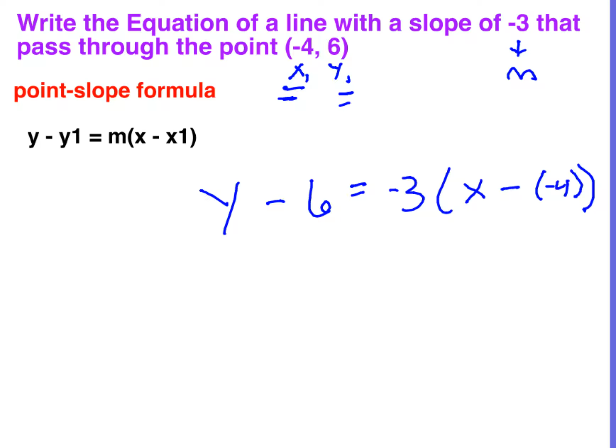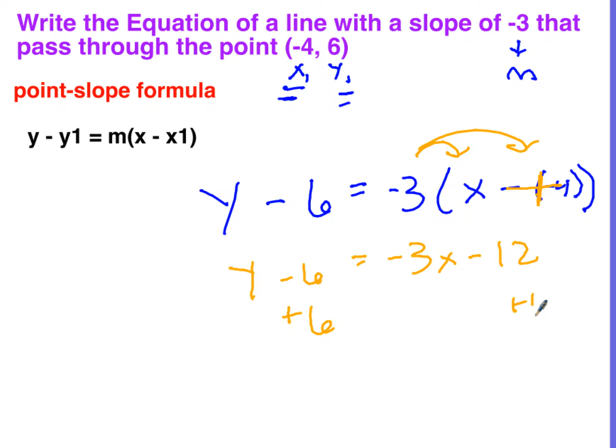In order to convert to slope-intercept form, I would first do my distributive property. I would also change this into a positive because I've got a double negative here. So I still have y minus 6 on the left. -3 times x is -3x. -3 times +4 is -12. And then finally, just move this over to the right. Add 6 on both sides. And I get y equals -3x.